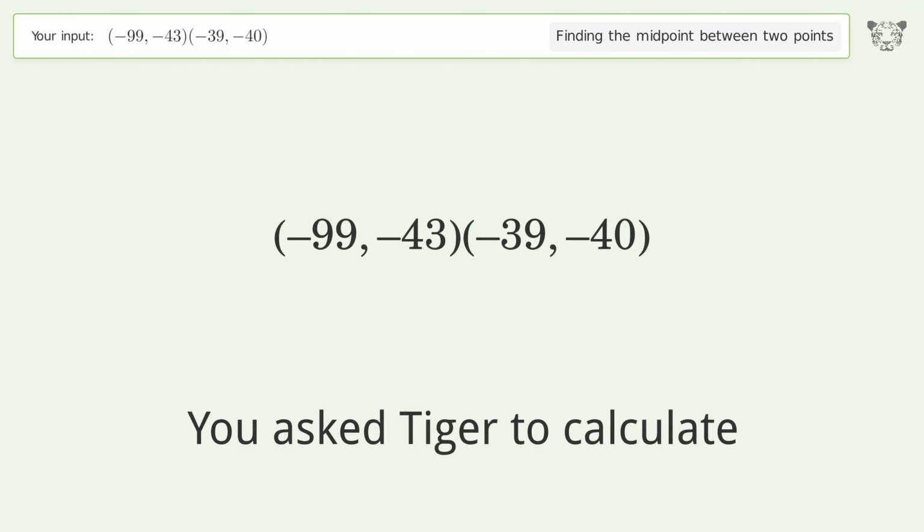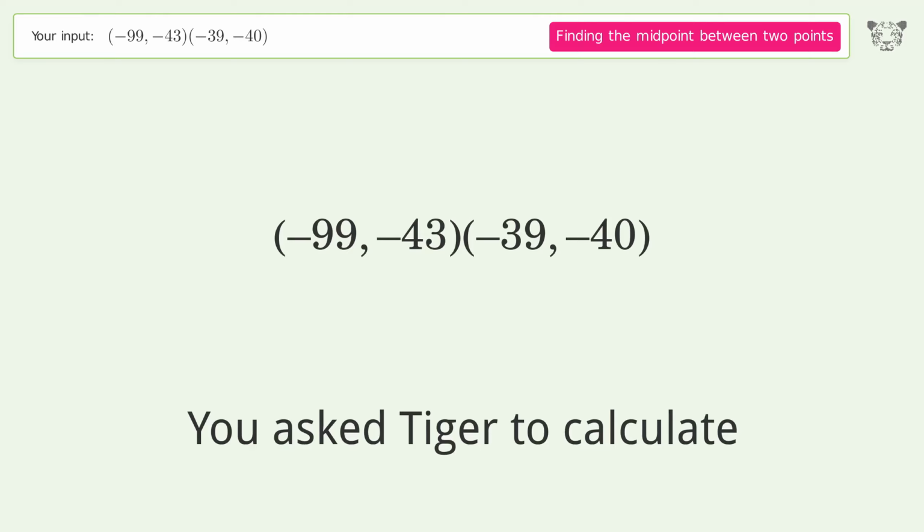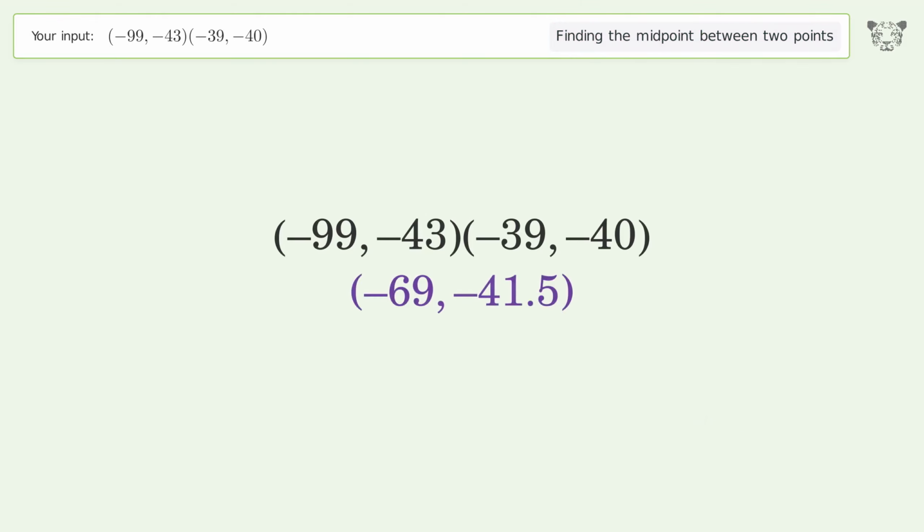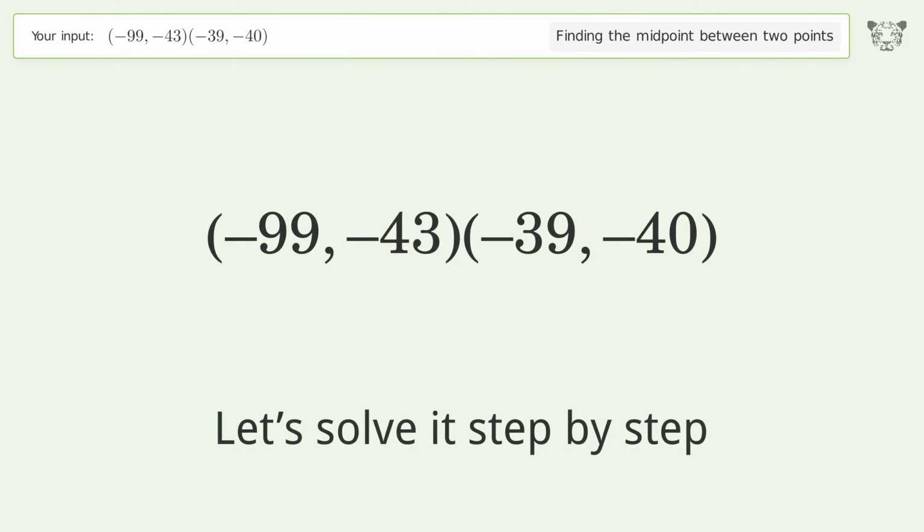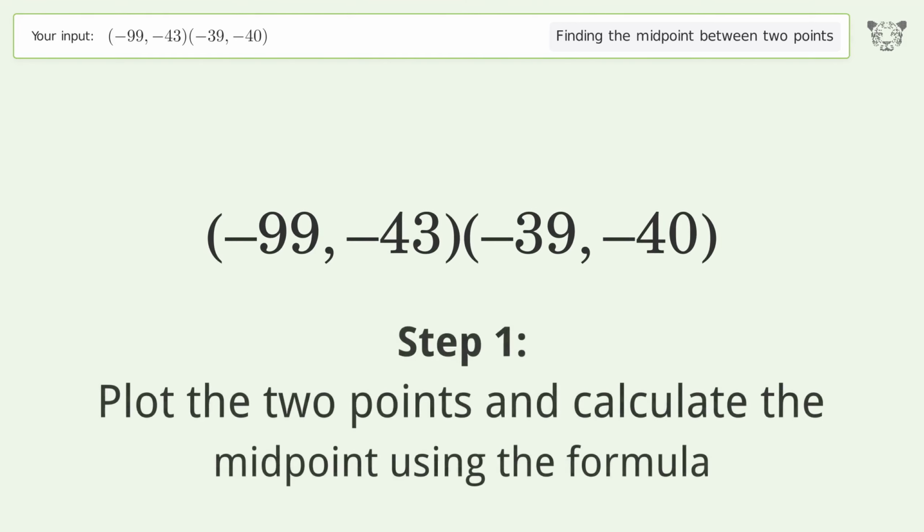You ask Tiger to calculate. This deals with finding the midpoint between 2 points. The midpoint between the 2 points is -69, -41.5. Let's solve it step by step. Plot the 2 points and calculate the midpoint using the formula.